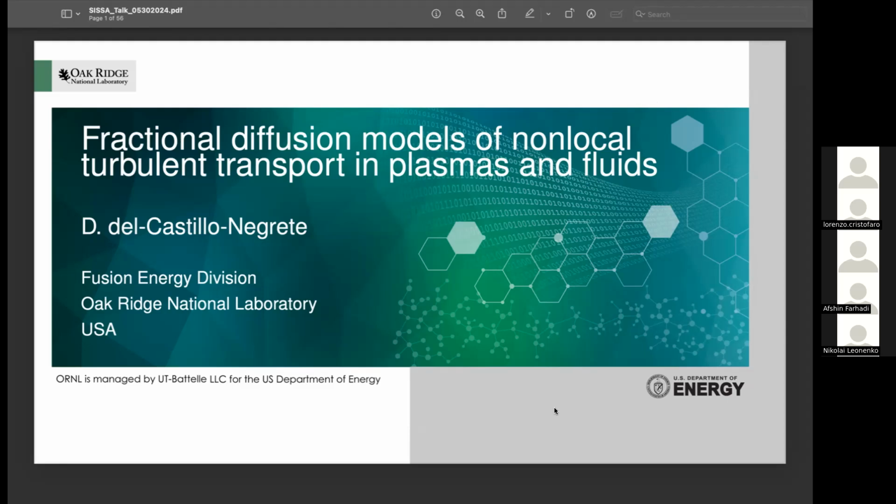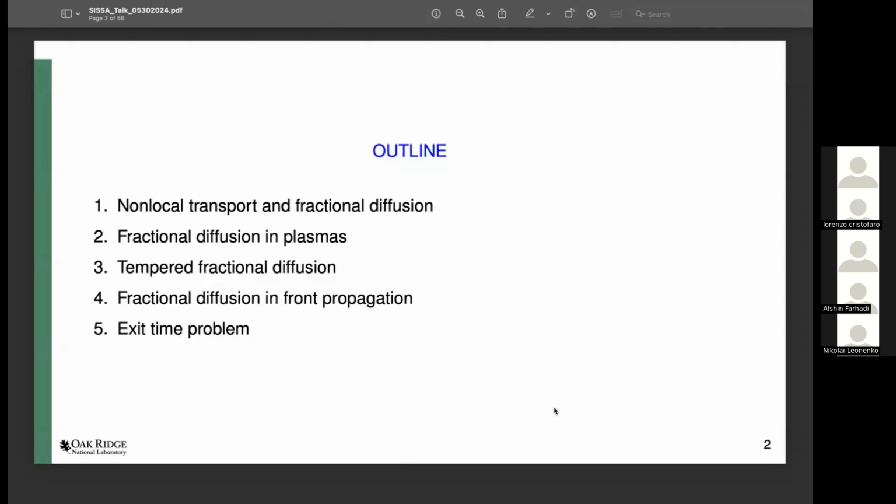So let me go to the outline of the talk. In the first part, I'm going to present some general ideas that most likely most of you already know, but I want just to set up the stage for what is next. Then in part two, I'm going to describe our work on the application of fractional diffusion models to study transport in plasmas, because that was one of my specialties. Then in part three, I'm going to enter into something that you may already know, but this is something that we proposed several years ago.